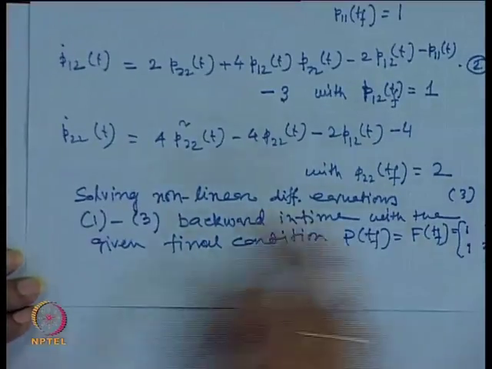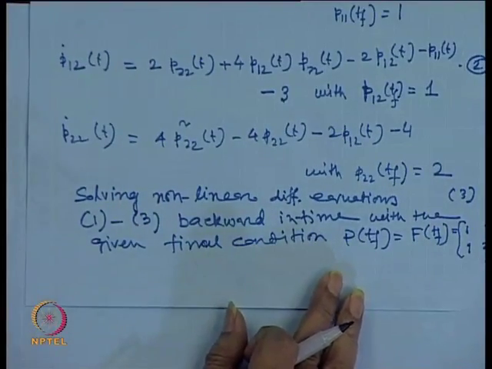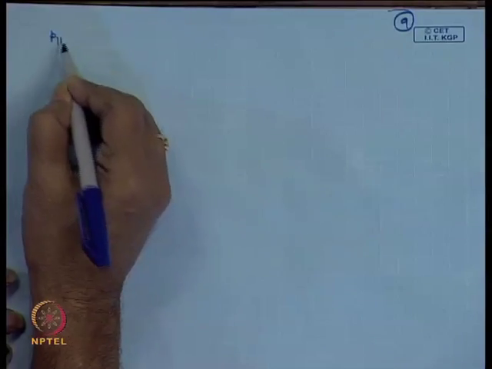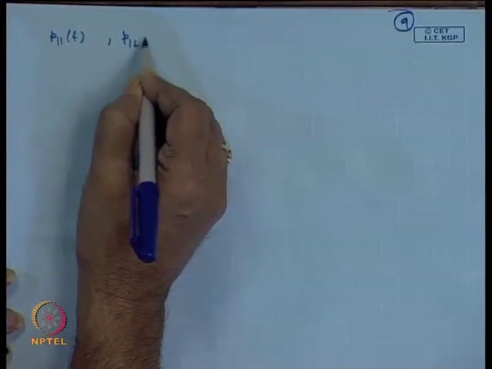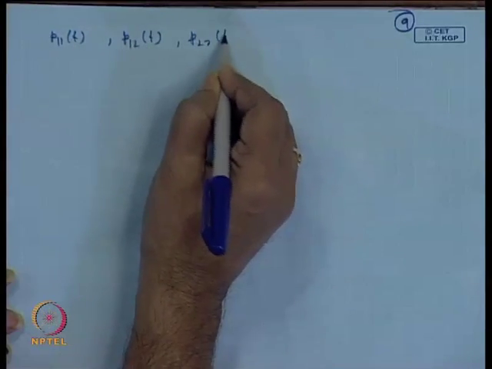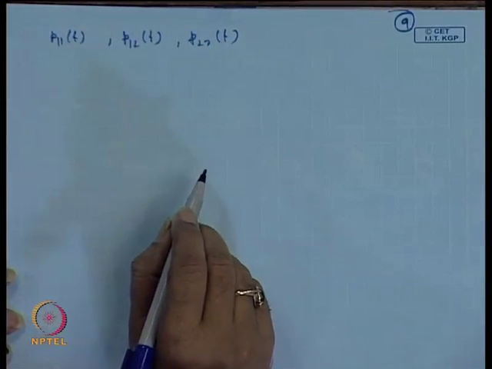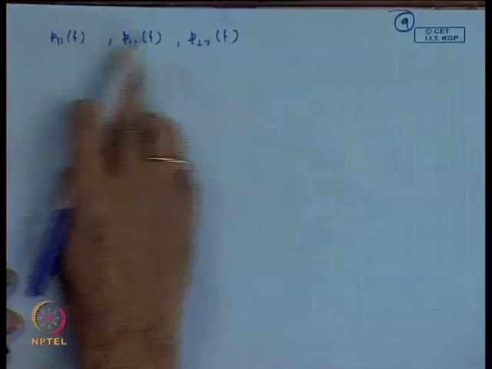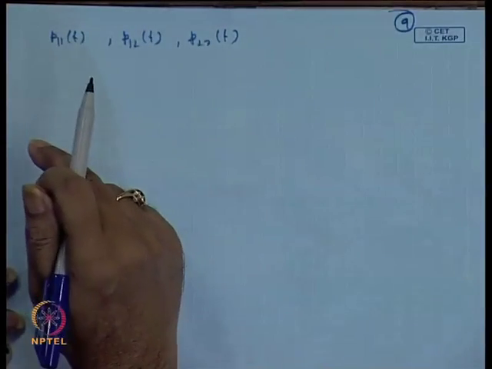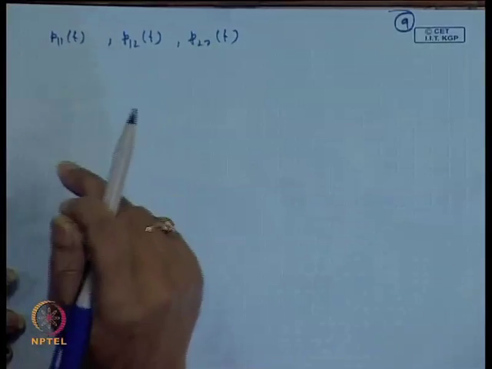One can solve this in two ways, either analytically, which is very tough, or by using numerical techniques. So I leave this problem as an exercise: use a numerical method to find the trajectory of P11 of t, P12 of t and P22 of t, starting from tf to t0, where t0 is equal to 0.